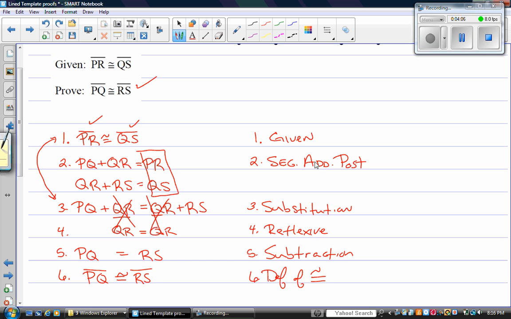At the onset of this, I said we're going to use the segment addition postulate and the addition property of equality. And as stated, all we had to use was the segment addition postulate.